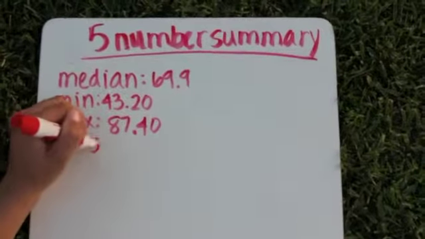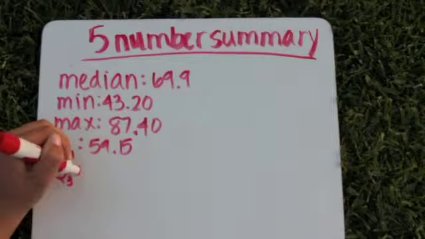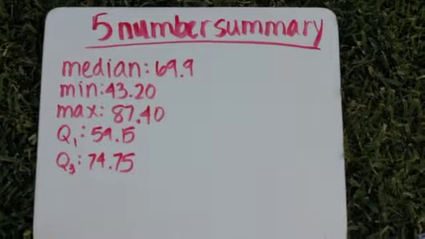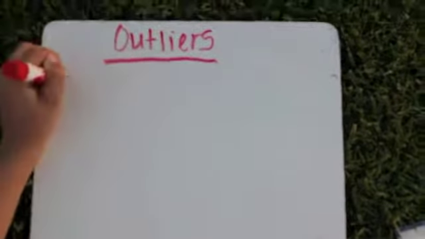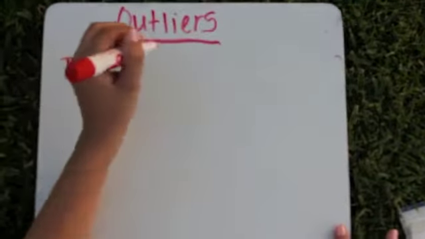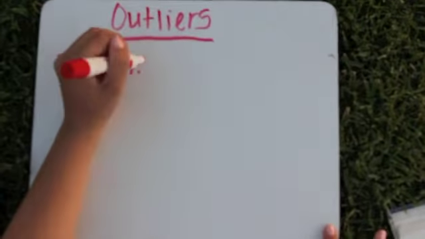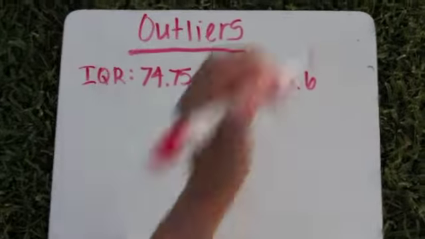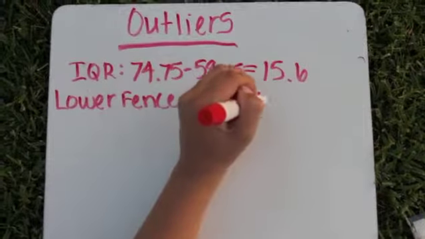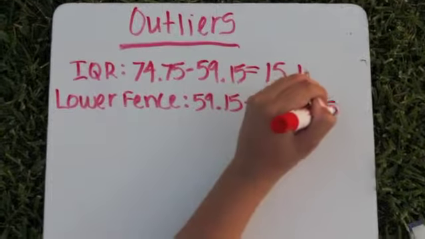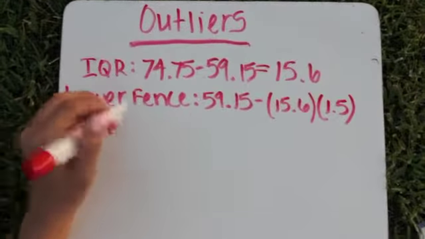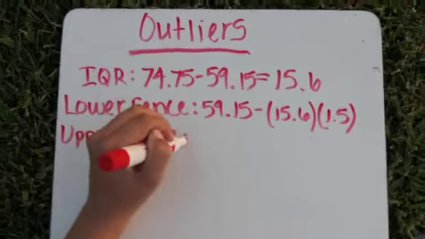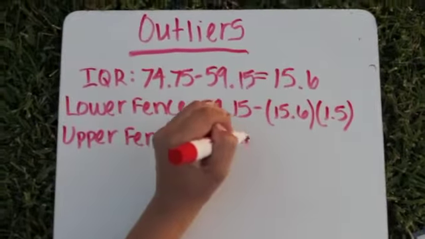The Q1 is 59.15%, and the Q3 is 74.75%. We then must find if there are any outliers for the data. The IQR is the Q3 minus the Q1, which calculates to 15.6%. We are then going to find the lower fence and the upper fence to see if the minimum and maximum exceed these points.